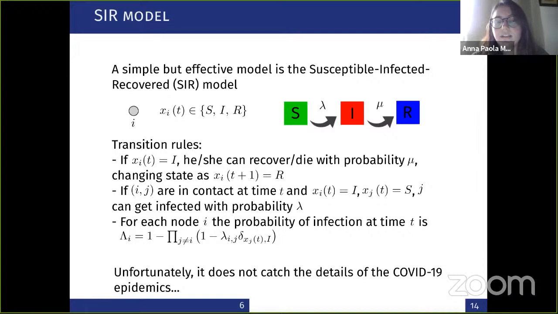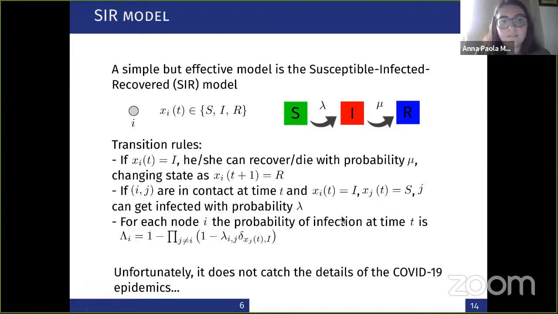Each node can recover, so you can go from state I to state R with a probability called mu. And this is the probability that a node can get an infection at time t. This is the expression, where lambda_ij is equal to lambda if there is a contact at time t, or zero otherwise. This partially works for COVID-19, in the sense that we think that when you recover, you also get immunization from the disease. So the time at which you become susceptible again is much larger on the scale of the dynamics that we are studying. However, it doesn't catch all the details.